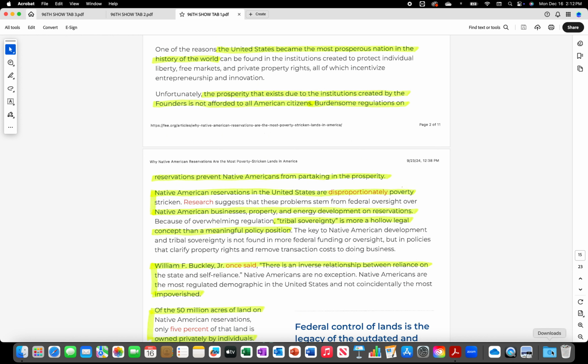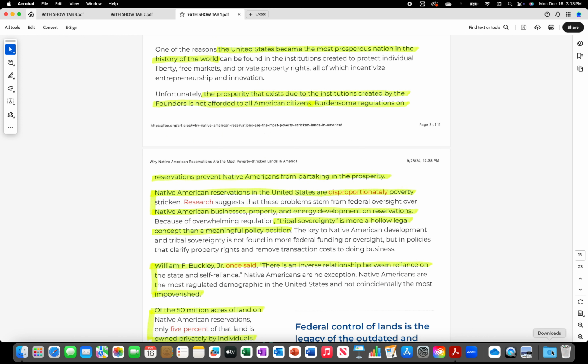Burdensome regulations on reservations prevent Native Americans from partaking in the prosperity. Native American reservations in the United States are disproportionately poverty-stricken. Research suggests that these problems stem from federal oversight over Native American businesses, property, and energy development on reservations. So they're saying that the oversight, the restrictions, the grip of the United States government over the Native Americans, or the people you term Native Americans.